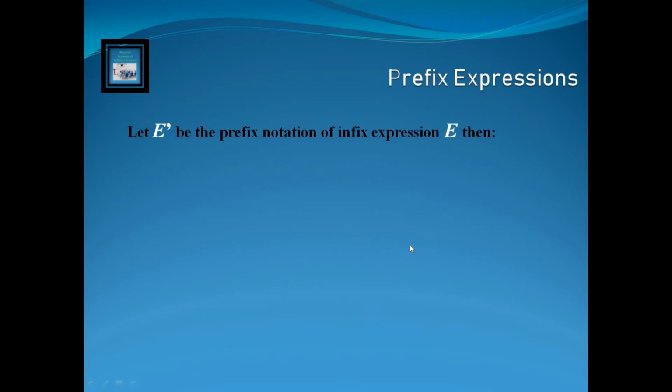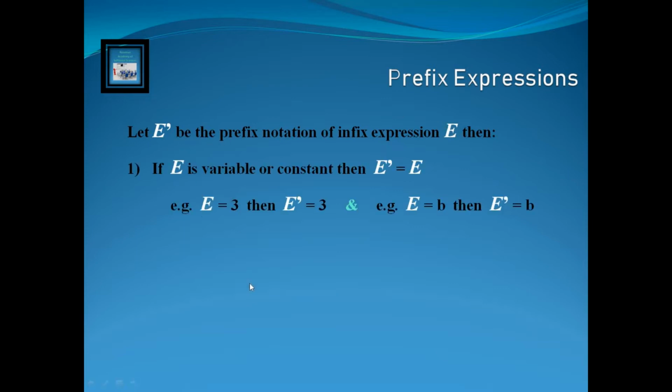Similar rules apply for the conversion of infix to prefix form of expressions. So considering again E as an infix form of expression, and its corresponding prefix form expression is represented by E prime, the first rule is the same. That means if the infix form expression is in its simplest form, that is, just a constant or just a variable, then its prefix form is equivalent to this infix form.